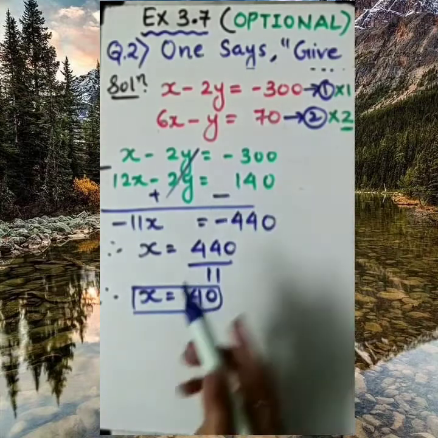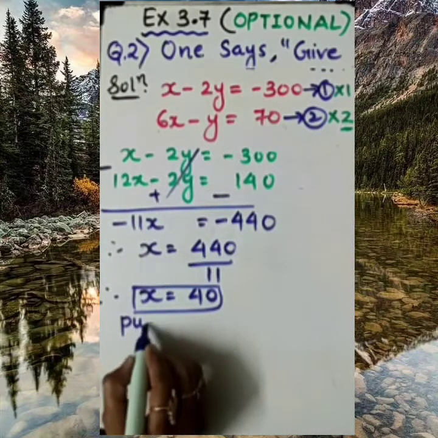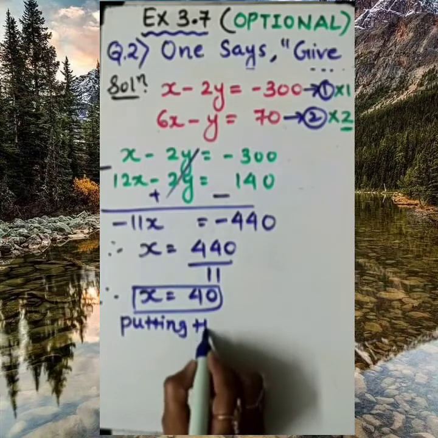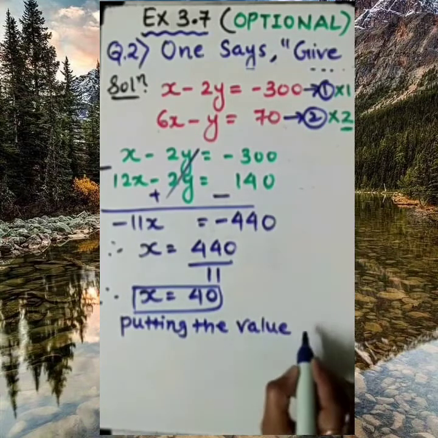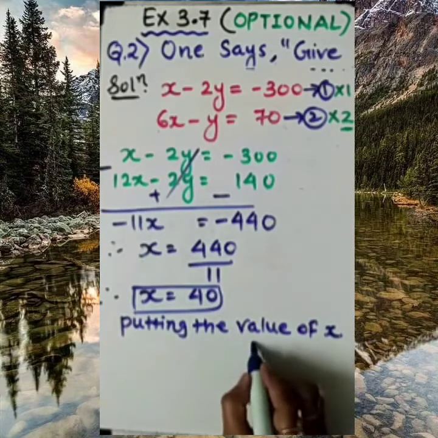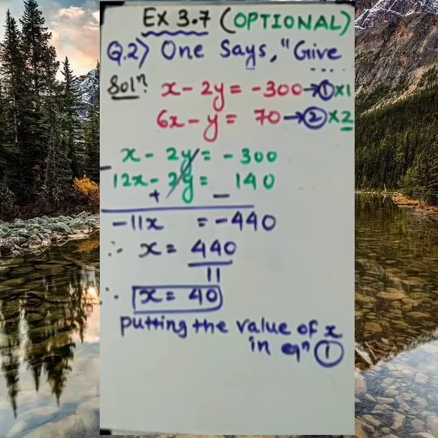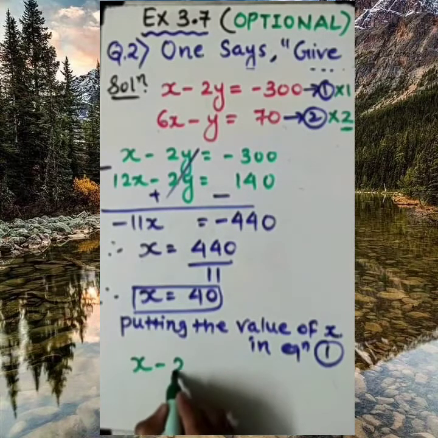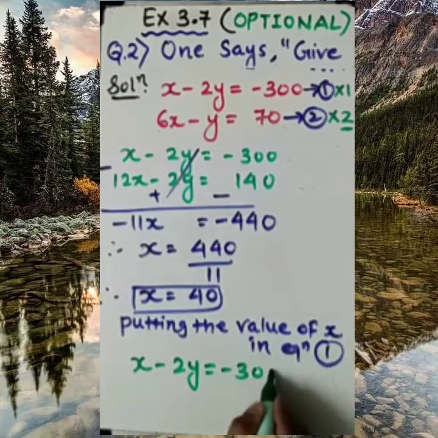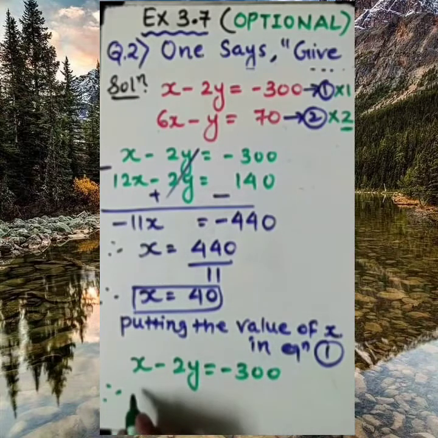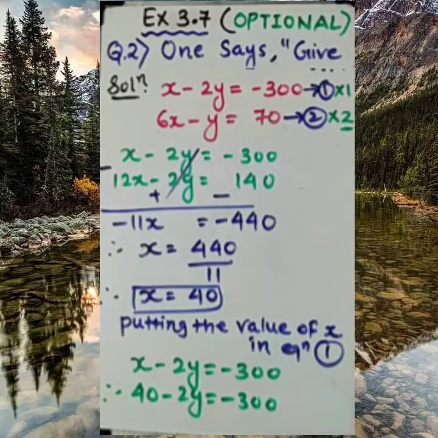Now we can put this value in any one of the equations. We need to mention: putting the value of x in equation number 1, any one of the equations. I am choosing this equation. In this first equation I am going to put the value x equals 40, so 40 minus 2y equals minus 300. Clear? Let's see what the next step will be.